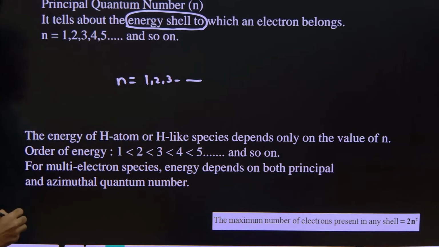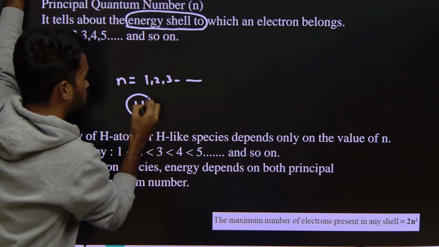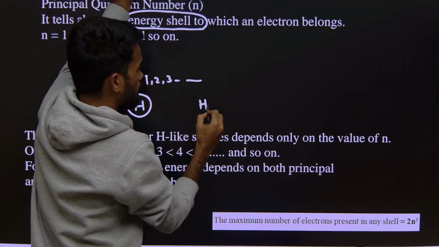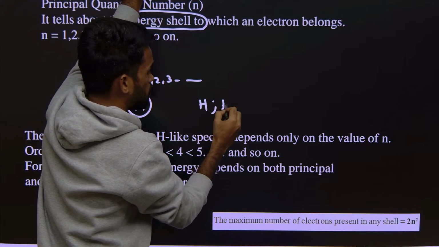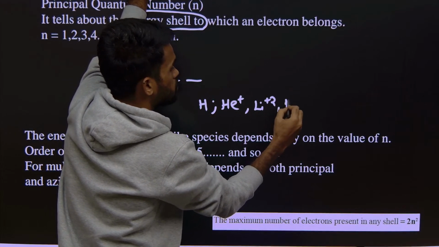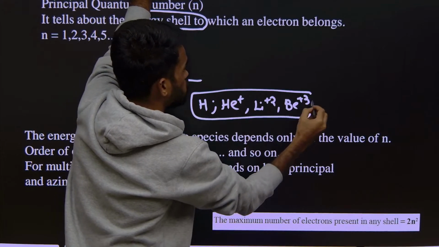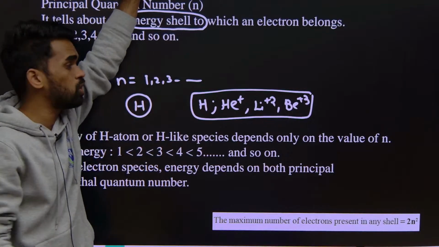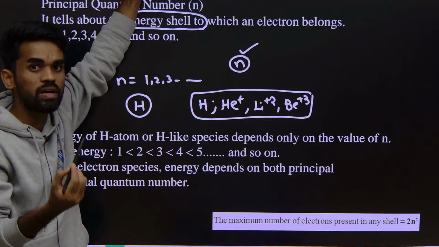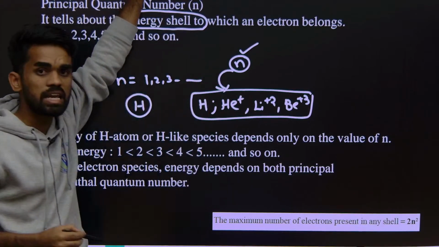And for hydrogen-like species, that Bohr model we discussed, there I told you about hydrogen and hydrogen-like single electron systems like helium plus and lithium 2 plus. For these kinds of systems, the order of energy of the orbitals depends only on the n value. So just the n value will decide the order of energies in a single electron system.